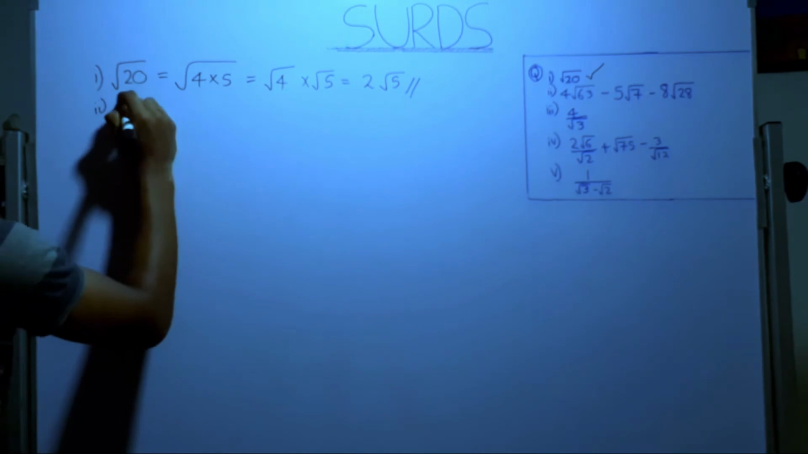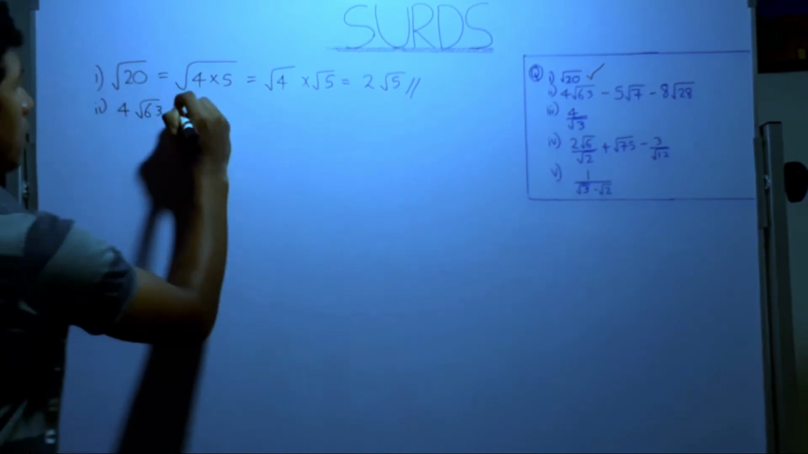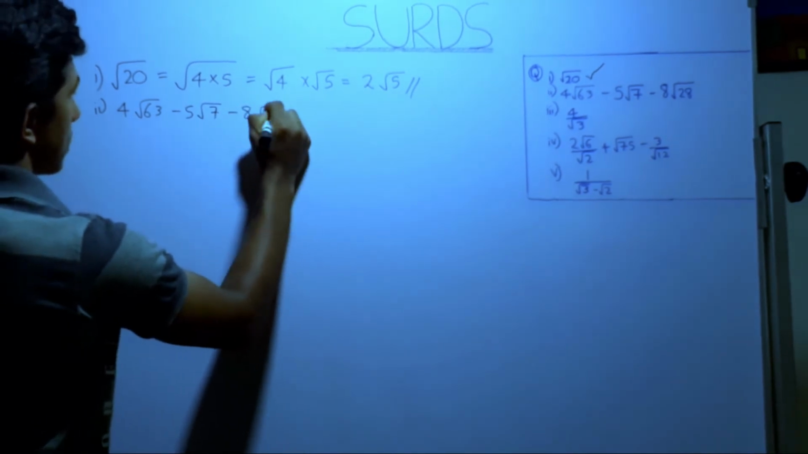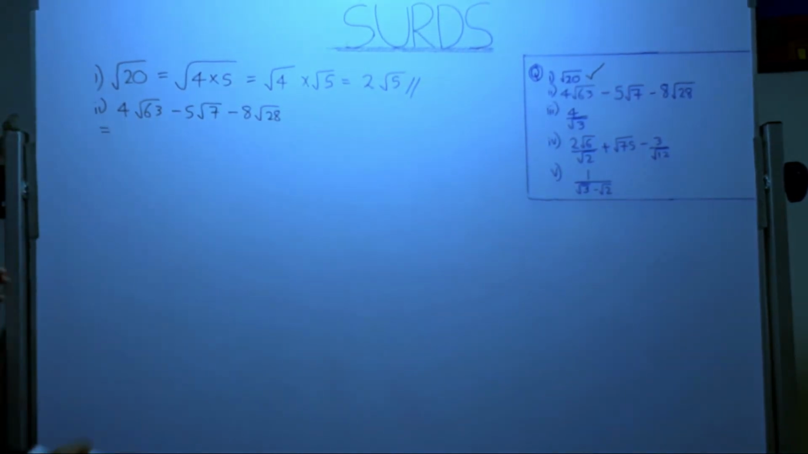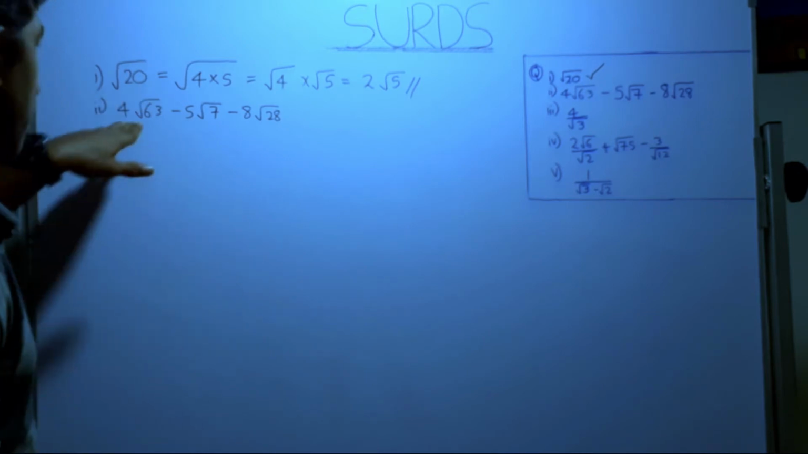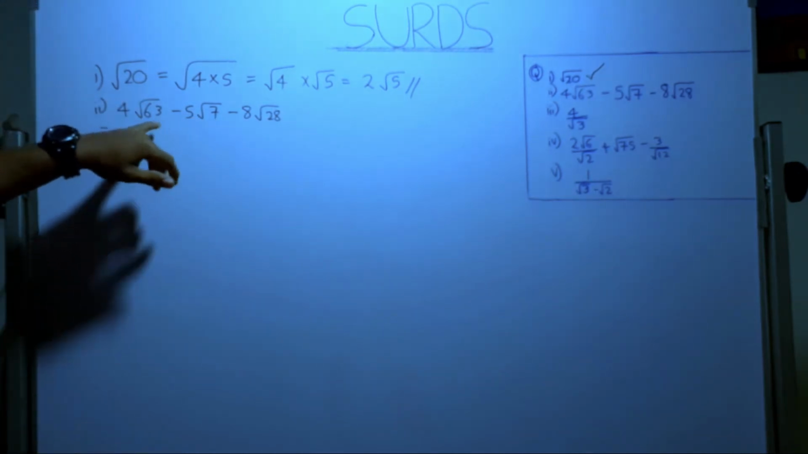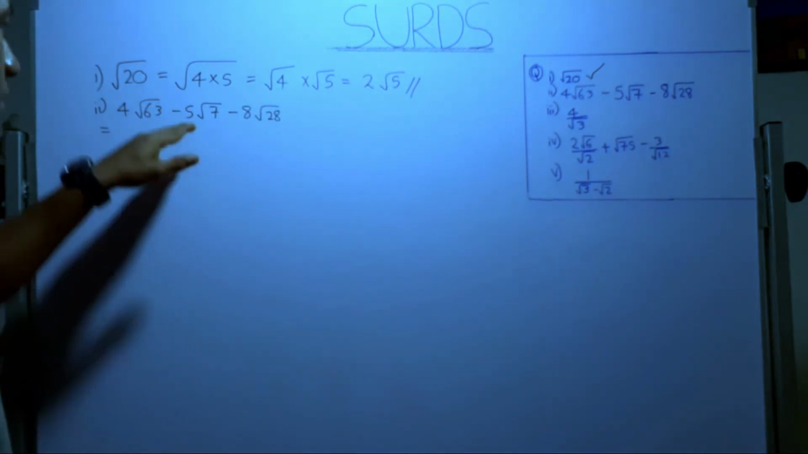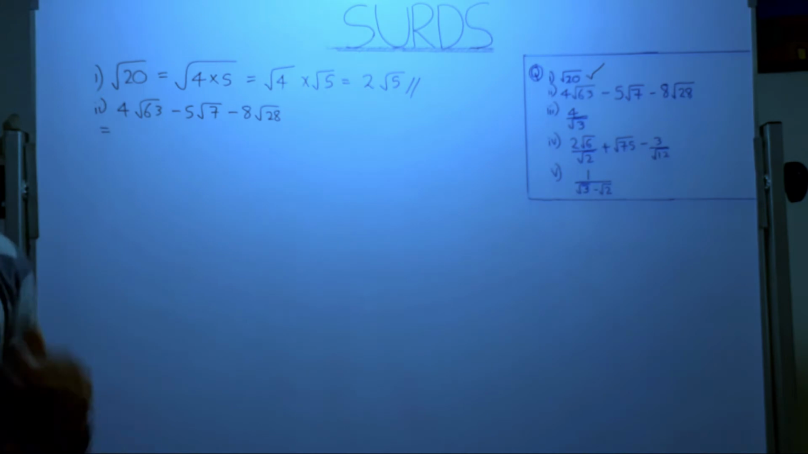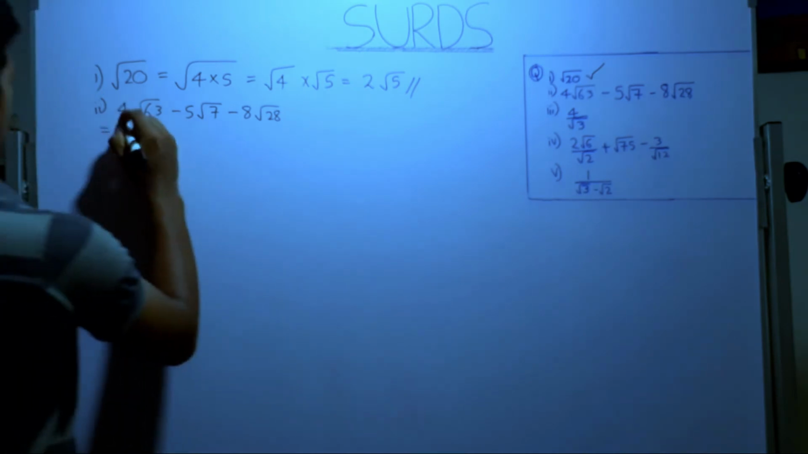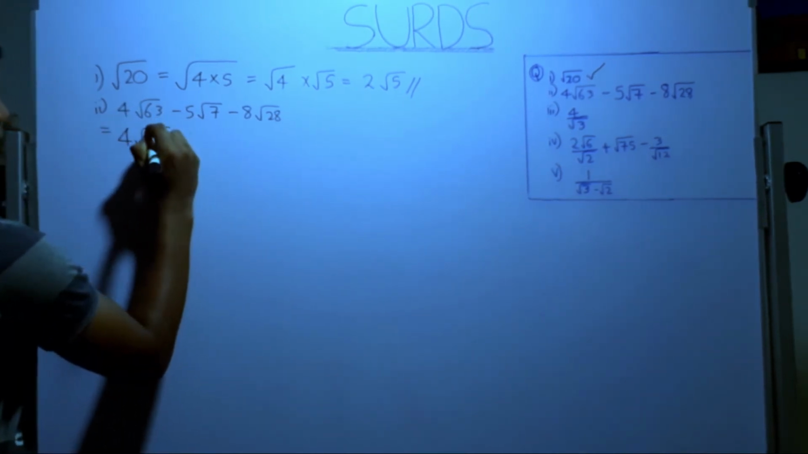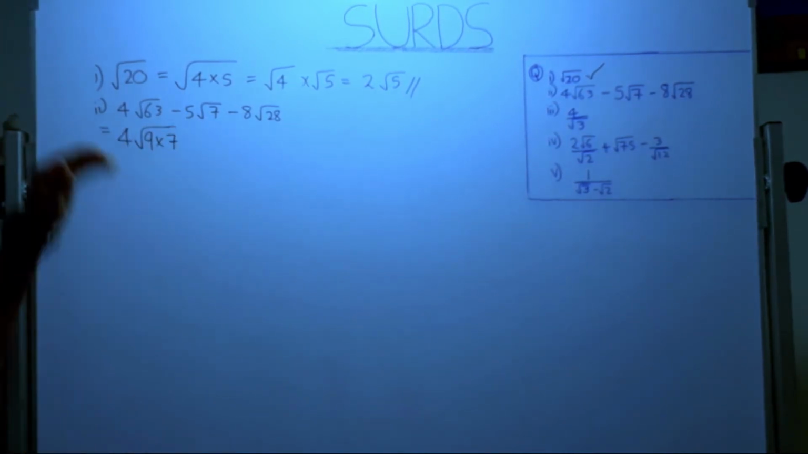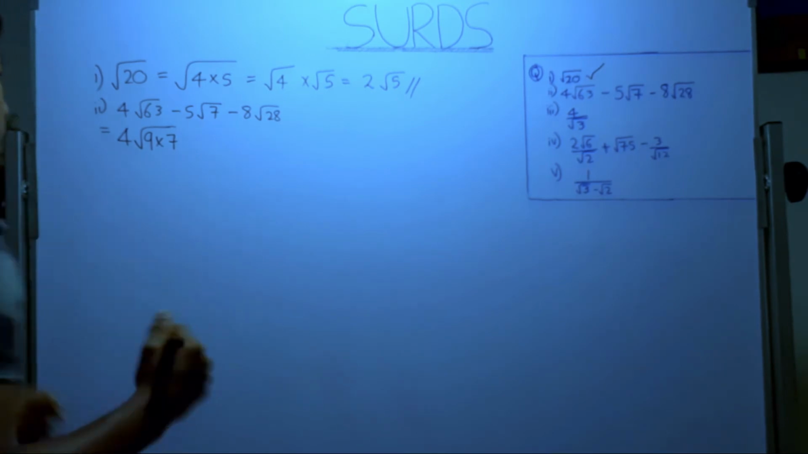4 root 63 minus 5 root 7 minus 8 root 28. Firstly, we have to look into the question. We have root 63, root 7, root 28, all irrational numbers. Now to simplify this, we'll have to take all of these to a common surd. If we look at the first one, root 63, we can write it as 9 into 7, since we have to form a square number inside these surds to simplify them.